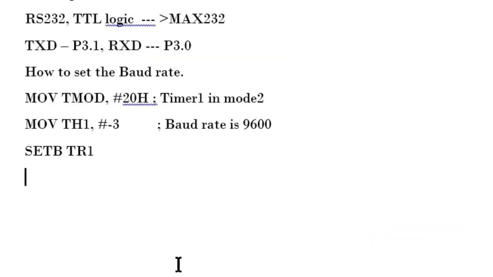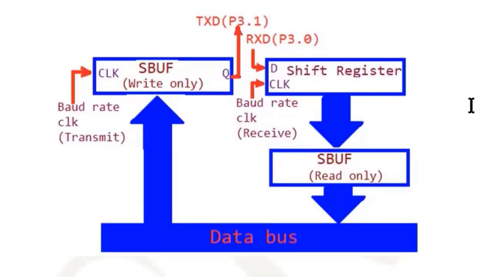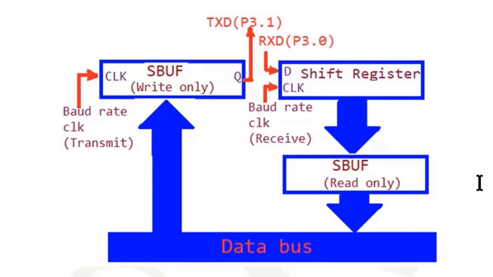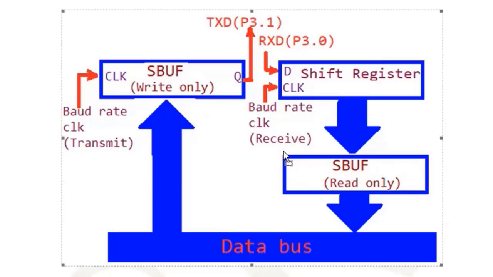Starting with the UART, this is the basic block diagram of the UART communication module. According to this figure, on the left-hand side, this is the SBUF register. In the program, we will always use a single SBUF register, but actually in hardware, there are two SBUF registers. This one is an SBUF register, and this is another SBUF register.